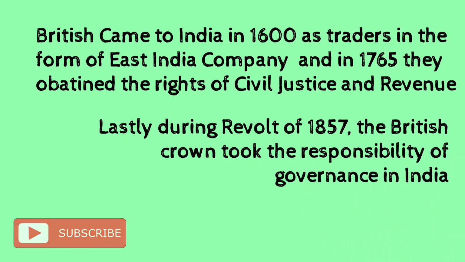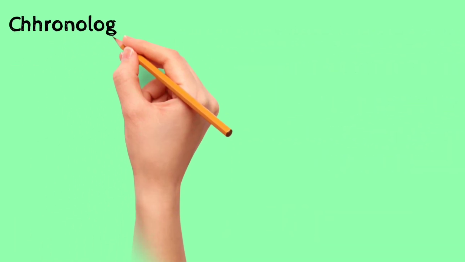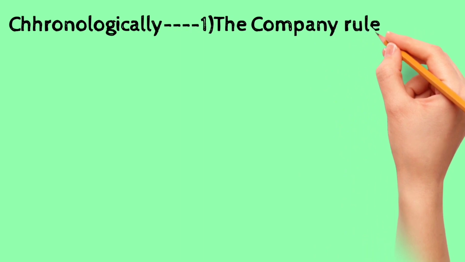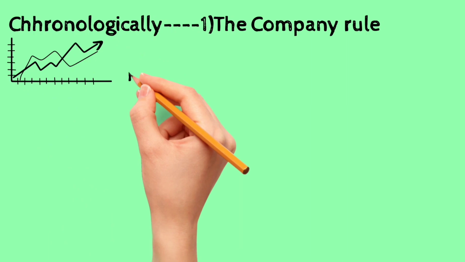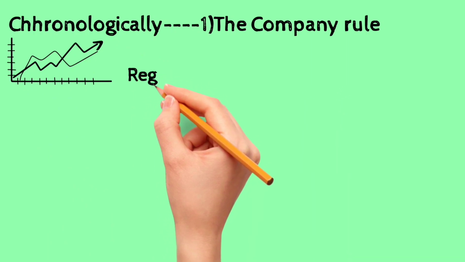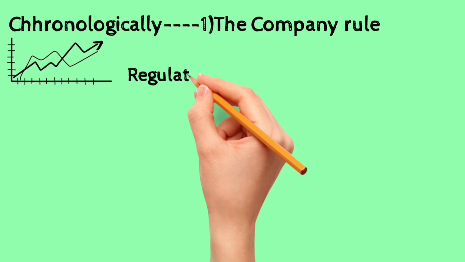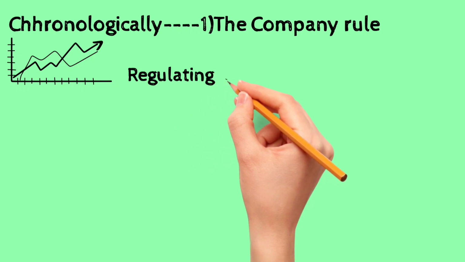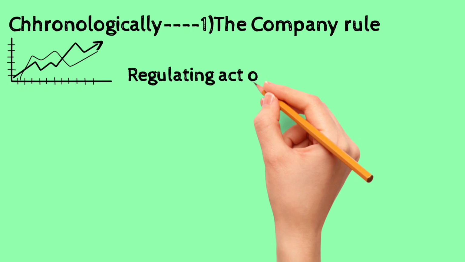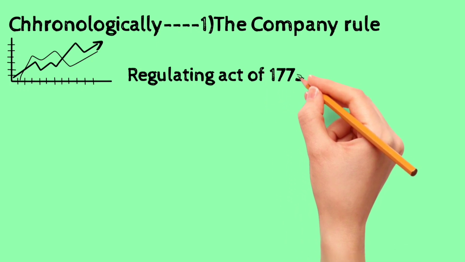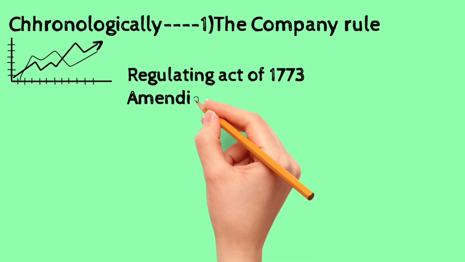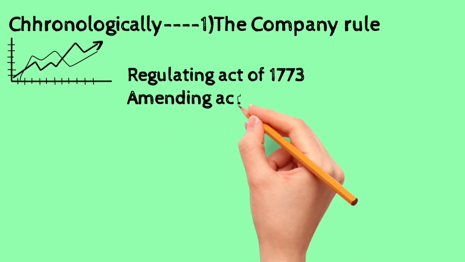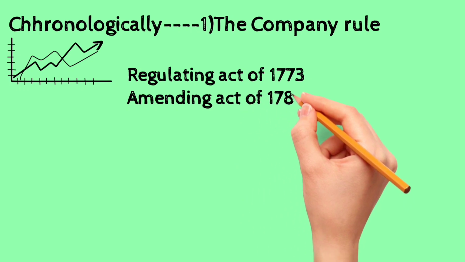The company rule, that is, from 1773 to 1858. The British government took several steps to regulate the East India Company in India. As a result, many acts and charters were introduced in colonial India. For example, the British government brought the Regulating Act of 1773 to control and regulate the affairs of the East India Company, in lieu of establishing central administration in India, thus recognizing the administrative and political function of the country.